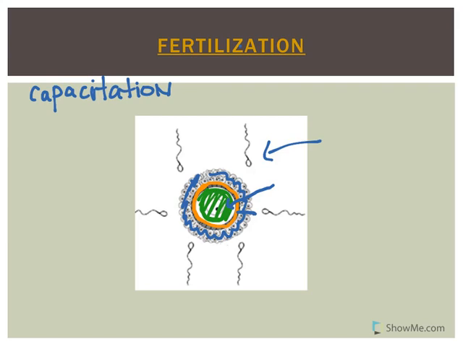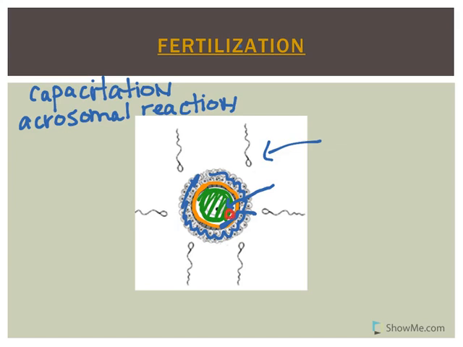Now, another term I want you to be aware of is something called the acrosomal reaction. This is when the sperm approach this yellow area, that zona pellucida, and it starts releasing its contents. So that's when it starts to dump those contents, so it's going to start to burrow in there. That's the acrosomal reaction.